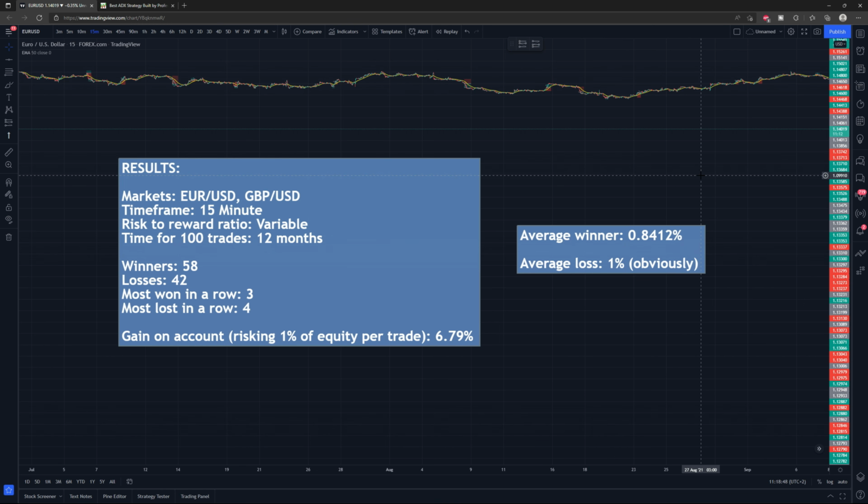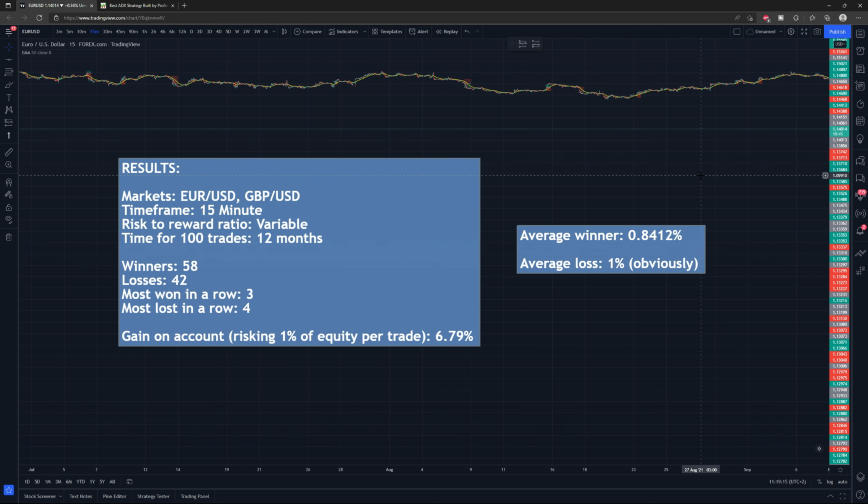And again, it took 12 months of price data to find the 100 trade signals, which is quite high for a 15-minute time frame test. There were 58 winning trades and 42 losing trades. The most won in a row was 3 and the most lost in a row was 4. The gain on the account, if risking 1% of account equity per trade, was 6.79%. So extremely low. Why so low on this test?